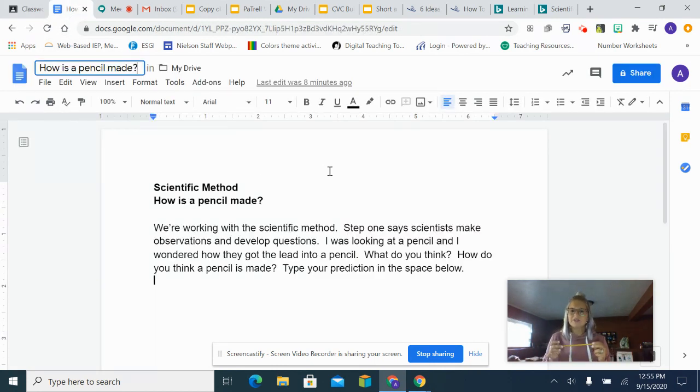It says we're working on the scientific method. Step 1 says that scientists make observations and develop questions. So here we are looking at a pencil, and I wondered, how did they get that lead inside that pencil? And every time we sharpen it, that lead continues to get stronger. How did that happen? What do you think? How do you think that a pencil is made? So I want you to go ahead and type your prediction in the space below.